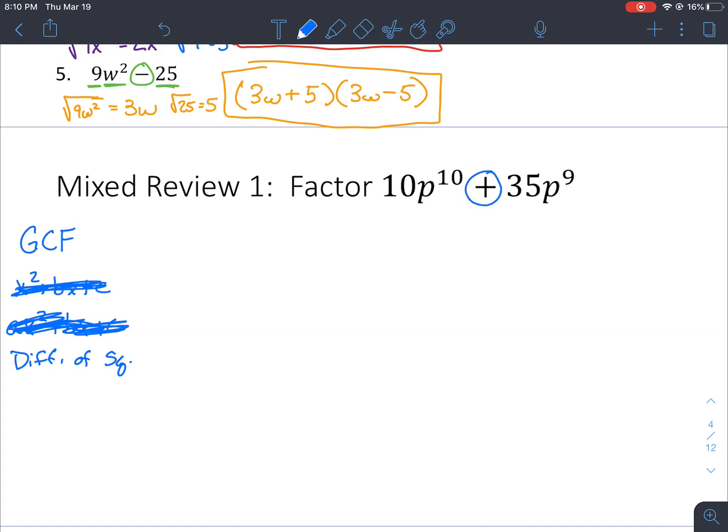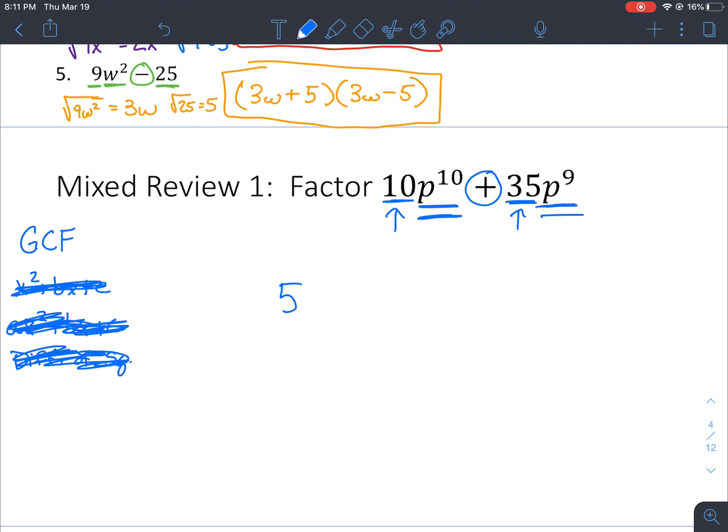Well, it can't be difference of squares because we are adding, plus 10 is not a perfect square, and neither is 35. So this tells me that this is just a regular GCF problem. What I want to do is figure out what can I take out of each of these. So we'll start with the numbers. When I think about the number 10 and the number 25, what factor can I take out of each of those? And that would be a 5.